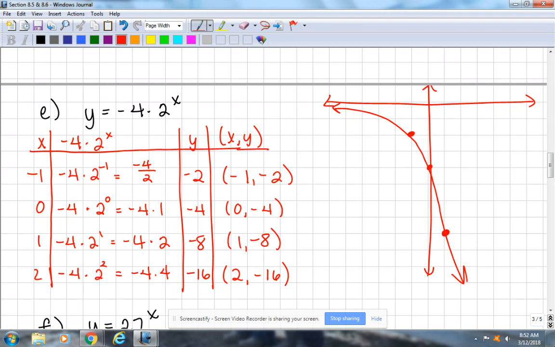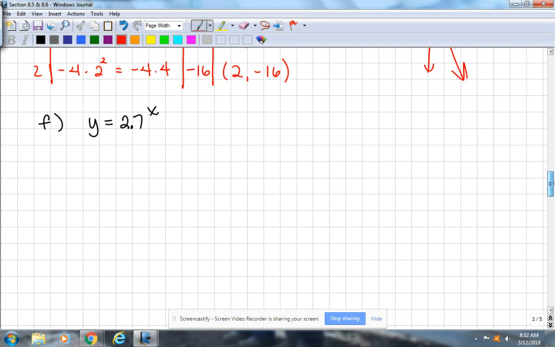So y'all, what's the domain of this graph? All real numbers. What about the range? Yeah, this is y is less than 0. Y'all with me? Because everything never crosses the x-axis to get above it. It's all below the x-axis. So y is less than 0.